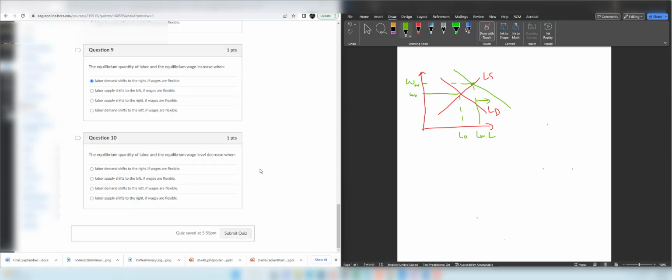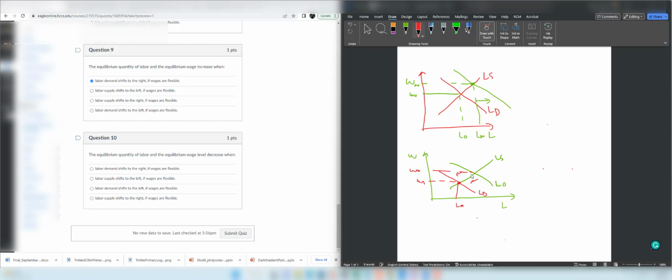Question 10. The equilibrium quantity of labor and the equilibrium wage level decrease. So this time we need to find a situation where both wage and labor decrease. Again, we start with wage, labor, labor supply curve, labor demand curve, and we need to find a situation where both decrease. Therefore, we need to shift the labor demand curve to the left. When the labor demand curve shifts to the left, look, the new equilibrium point is a lower wage and lower employment, wage new, compared to the old wage and old employment. So the right answer is labor demand shifts to the left.